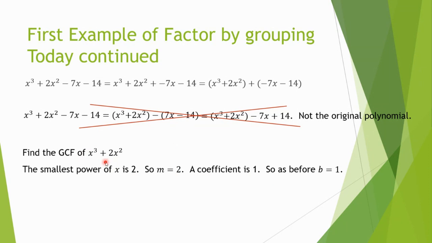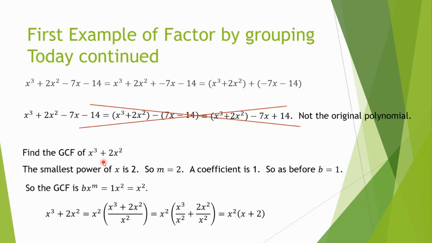So what am I saying here? I'm saying the GCF for this binomial is just x squared. Okay, it's just x squared. So what am I going to do? I'm going to factor out x squared, and that's what I'm doing here.